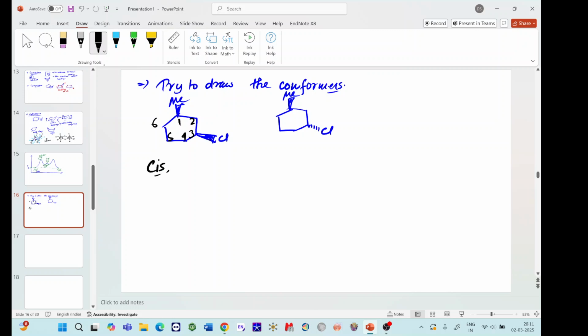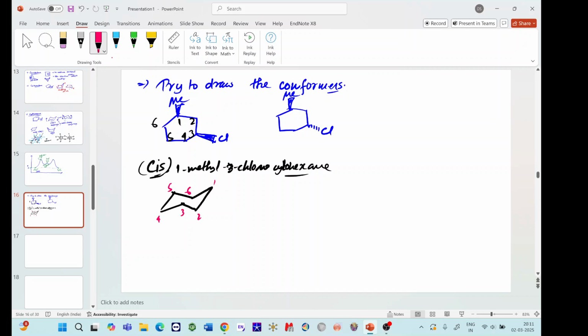Okay, this should be on the other side, but anyway, I can write it. 1 methyl, 3 chloro, cyclohexane. So this is cis. How should you represent it? Let me first draw this one, and then I give the number 1, 2, 3, 4, 5, and 6.